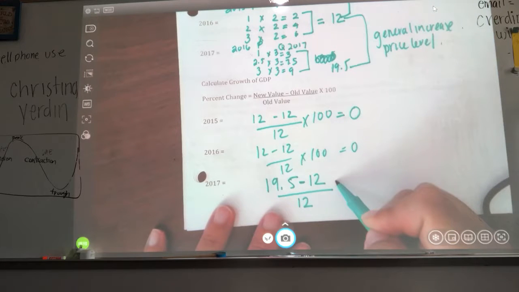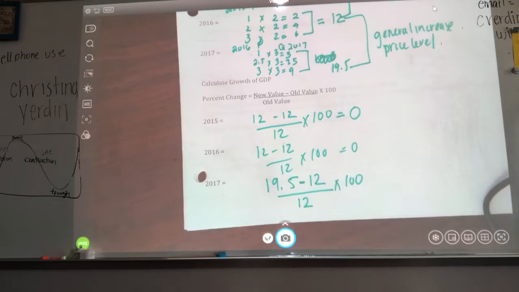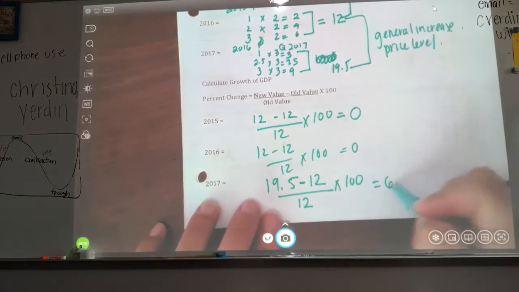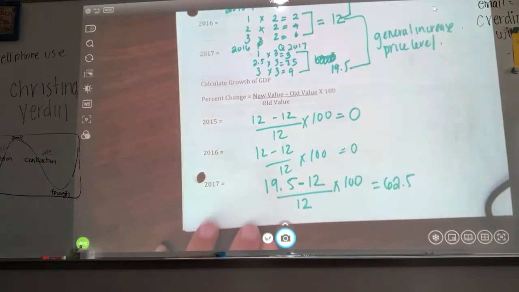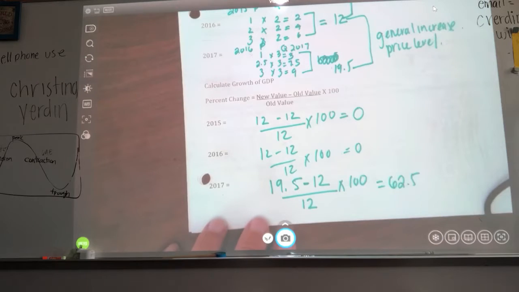I'm recording this, so I don't have a calculator. 62.5%. Is that correct? No. Sorry, it probably wasn't. It is. Is anybody checking his math? Yeah, I'm checking. He's right. It's 62.5. Do y'all see that?